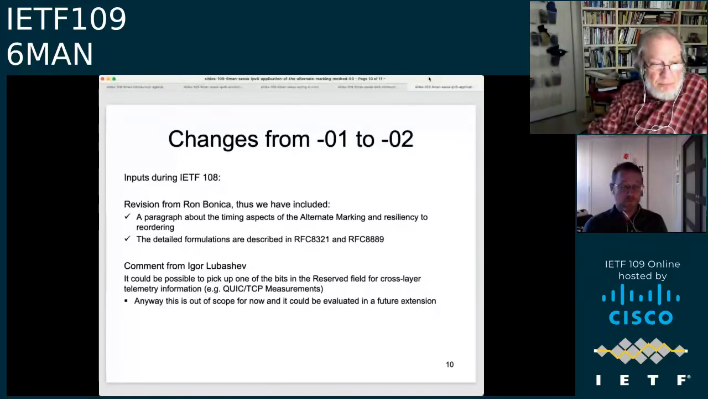Another comment was about the possibility to pick up one of the bits for cross-layer telemetry information, for example, QUIC and TCP. In any case, this is considered out of scope for now and could be evaluated in the future when this QUIC TCP measurement will also be accepted in the relevant working group. We can also discuss this cross-layer telemetry information. Next.